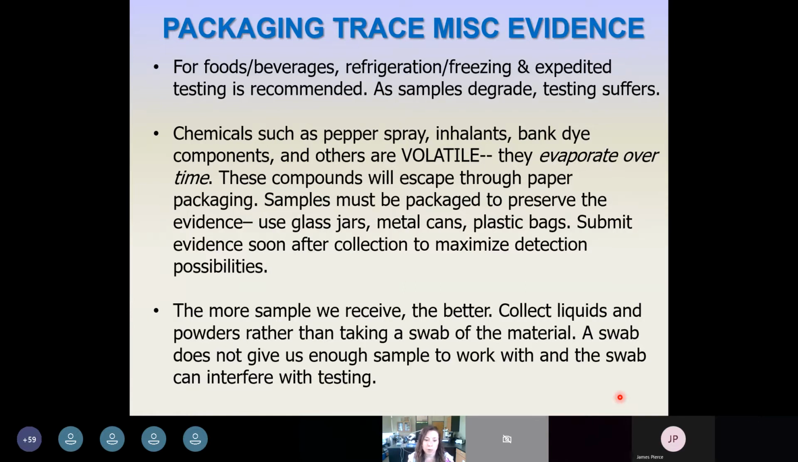The final note on here is really important, and that is the more sample that you can provide us, the better our analysis can be. We really would love for you to collect as much liquid as, so if you have a cup of liquid, collect all of the liquid rather than just a small sampling. If you have powders, again, try and collect as much of it rather than swabbing it. Since there are times when we need to kind of adjust our analytical process based on the evidence. If we just have a really small amount to work with, it may not be enough to really do a full analysis and to give you any sort of meaningful results. So the more sample, the better.